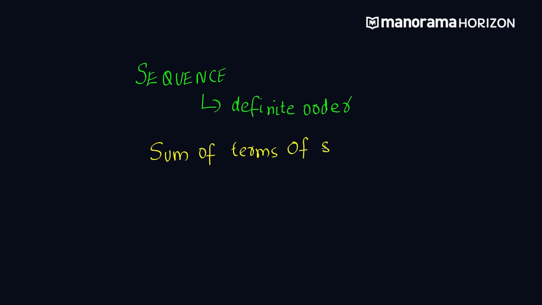A succession of numbers or objects in a definite order according to a certain given rule is called a sequence. That means a definite order should be there for the particular set of numbers. Now, the sum of the terms of a sequence is called a series. We have already seen these.